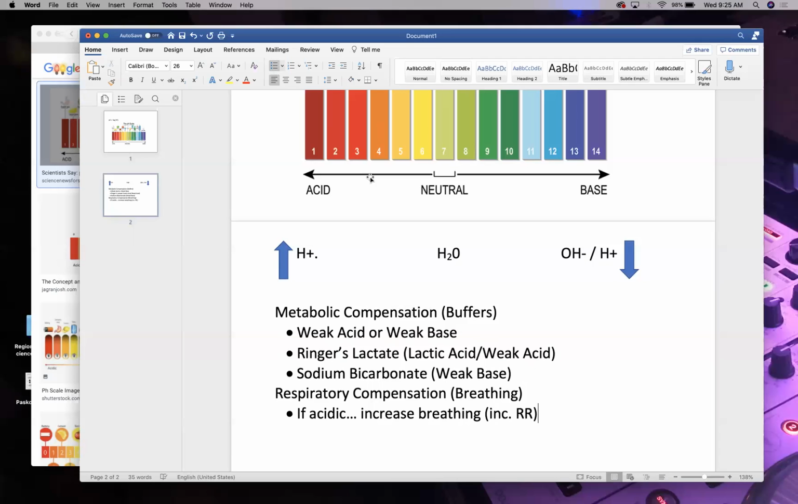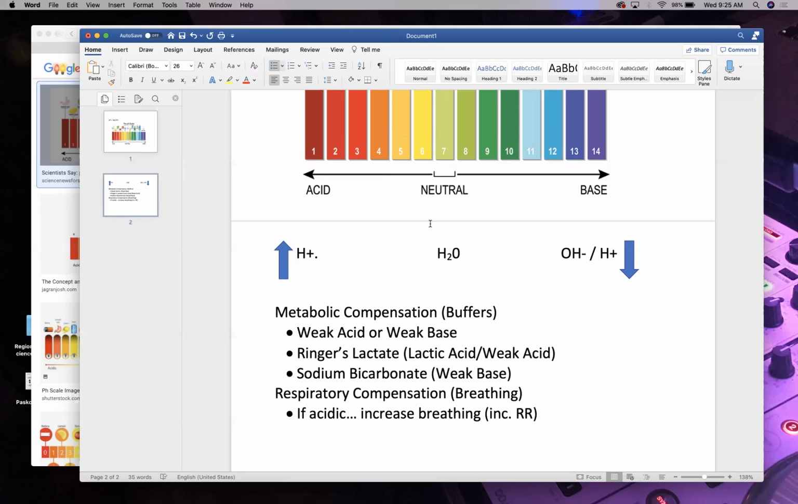So let's say I'm a little bit acidic. That means I got a lot of H pluses. The H pluses are going to combine with the carbon dioxide. It's going to make carbonic acid. And then guess what's going to happen? I'm going to start breathing a lot faster. And then that's going to push out the H pluses because I'm breathing it out. And then it's going to bring me back to neutral.